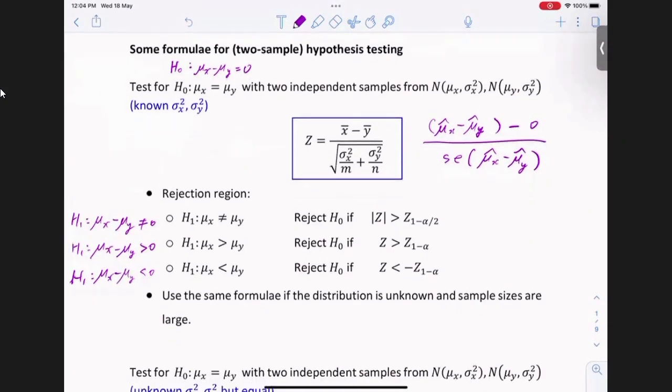Now this is the situation when you are told that the distributions are normal. But even when you are not told that they are normal, as long as the sample size is large enough, you can also do the same thing. Compute this test statistic and also draw the conclusion according to these rejection regions.